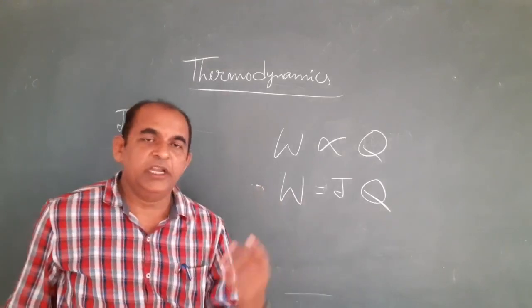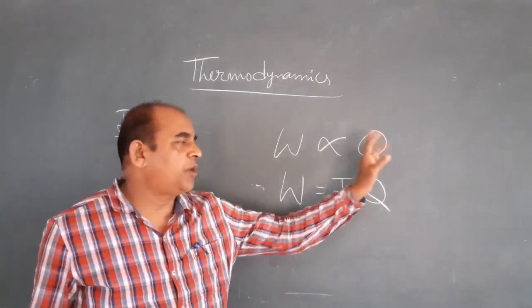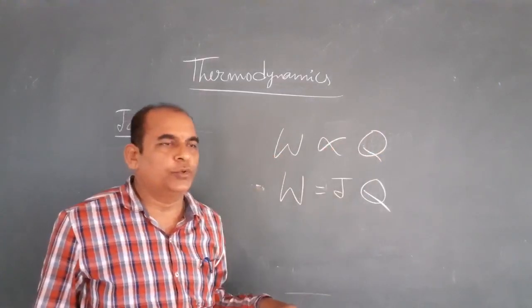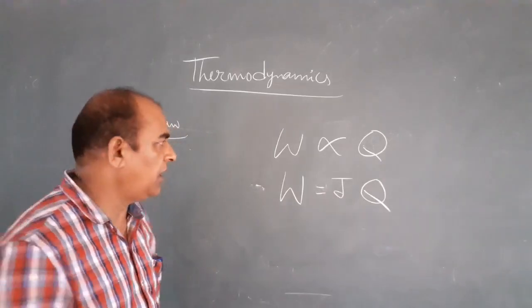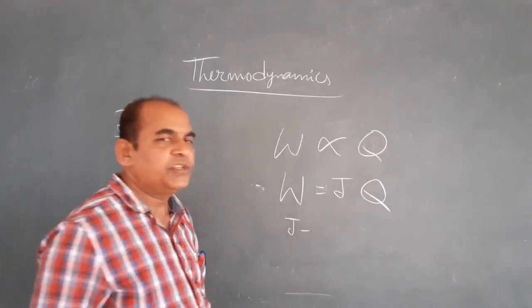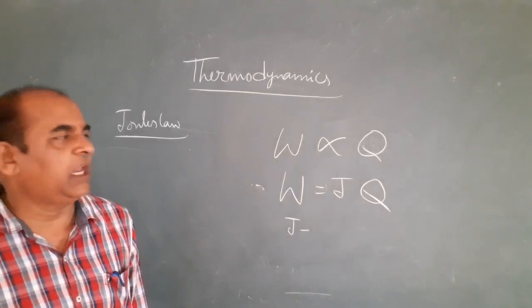Whenever work is done, heat is generated. What is the relation between them? The work done is directly proportional to heat generated. W proportional to Q. W is equal to JQ. J is called Joule's constant or mechanical equivalent of heat.